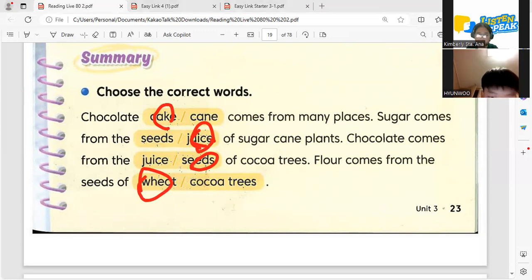Chocolate cake comes from many places. Sugar comes from the juice of sugarcane plants. Chocolate comes from the seeds of cocoa trees. Flour comes from the seeds of wheat. Okay, that's good. 1, 2, 3, and 4. You did a great job. Thank you very much, Hyeonwoo.